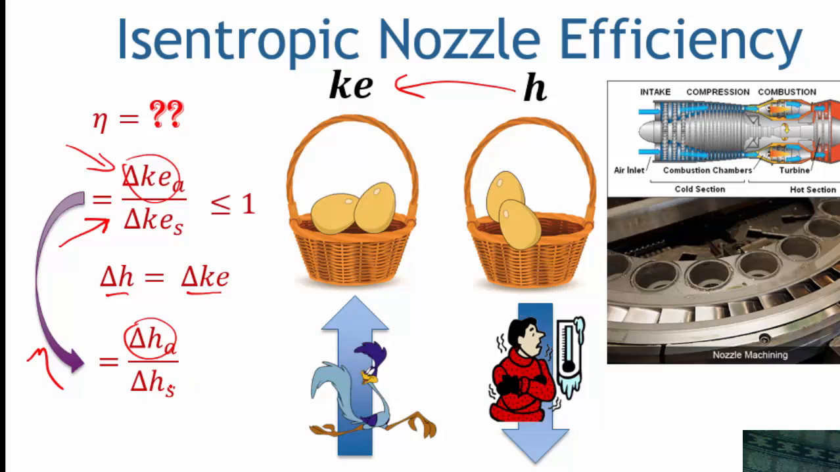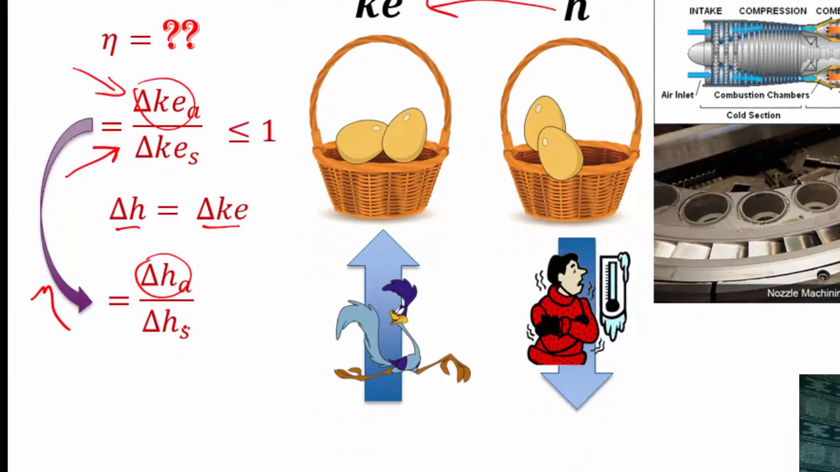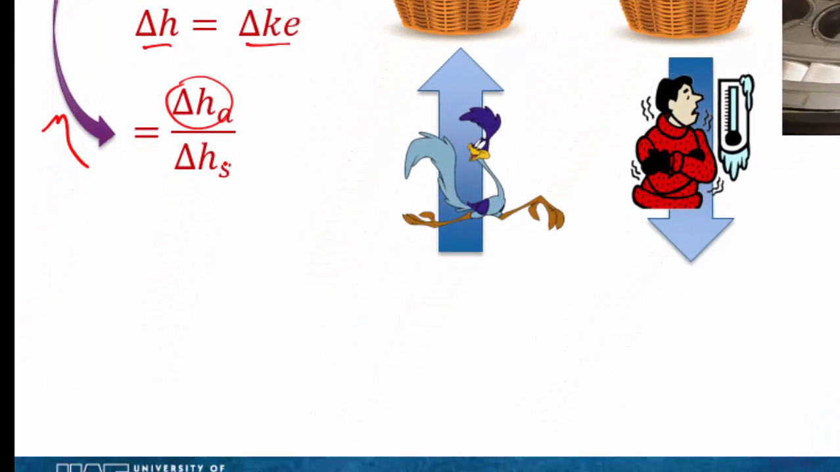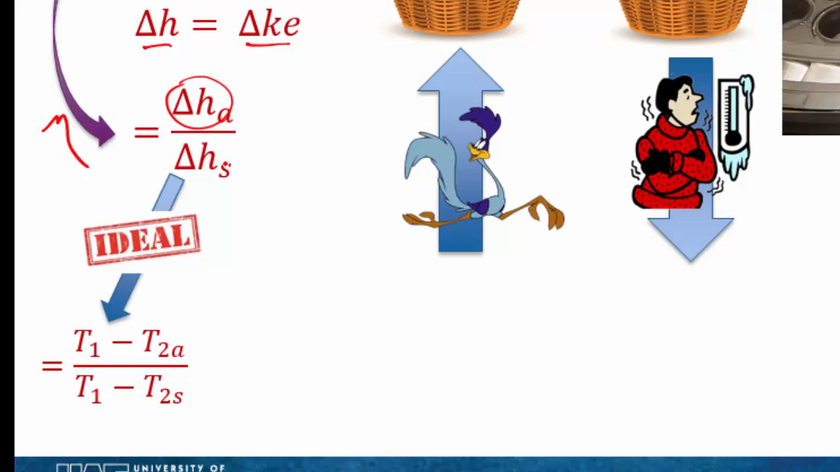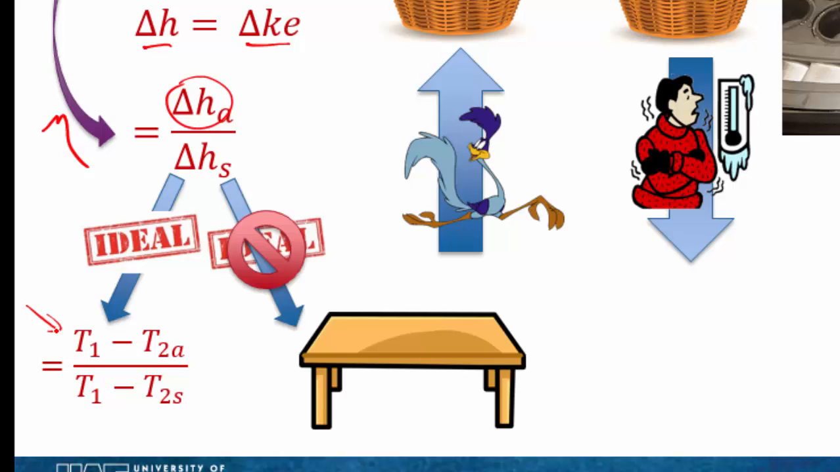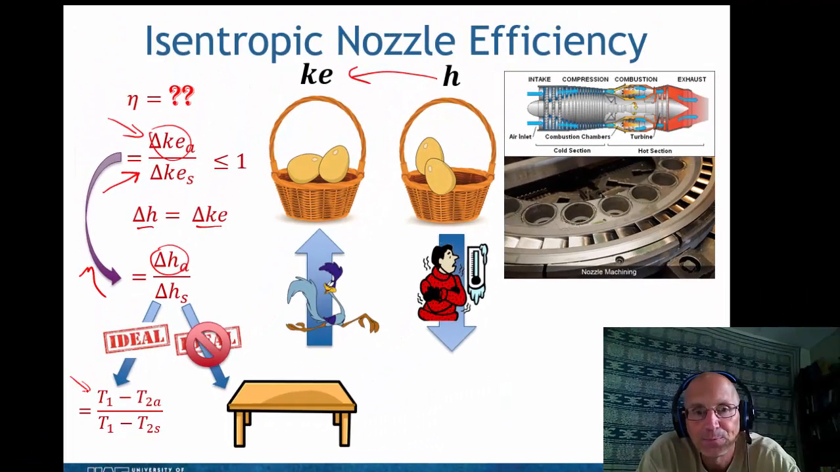Now, at this point, when you look at your nozzle, you have to determine whether you're dealing with an ideal gas or not. If you're dealing with an ideal gas, that equation is going to simply become this in terms of temperature, like we saw in our previous example. If it's not an ideal gas, then you're just going to be pulling enthalpy values off of a table.